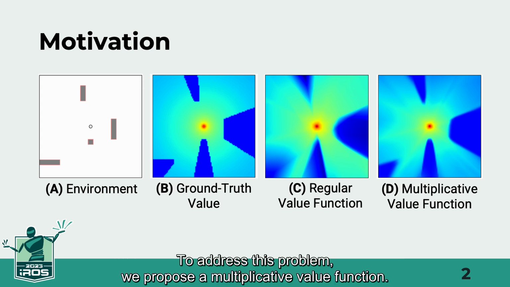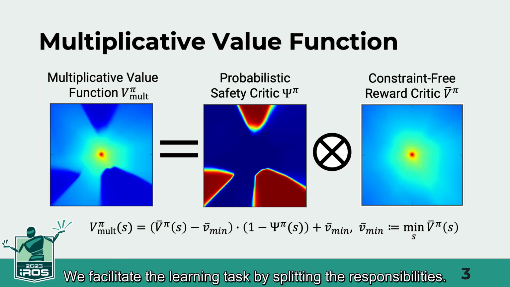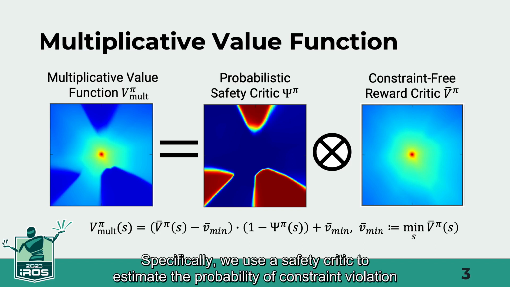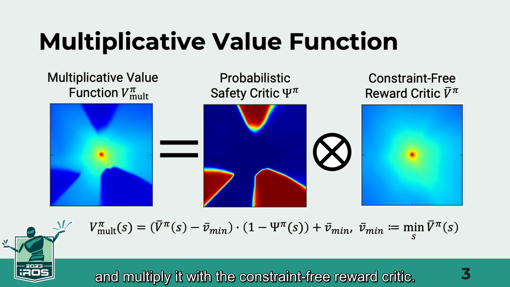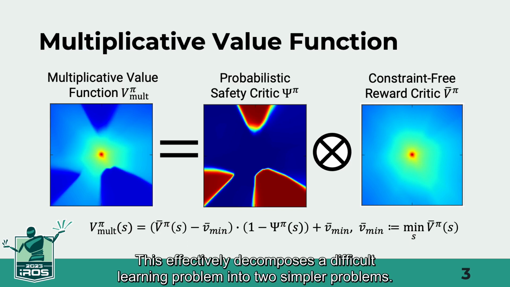To address this problem, we propose a multiplicative value function. We facilitate the learning task by splitting the responsibilities. Specifically, we use a safety critic to estimate the probability of constraint violation and multiply it with the constraint-free reward critic. This effectively decomposes a difficult learning problem into two simpler problems.